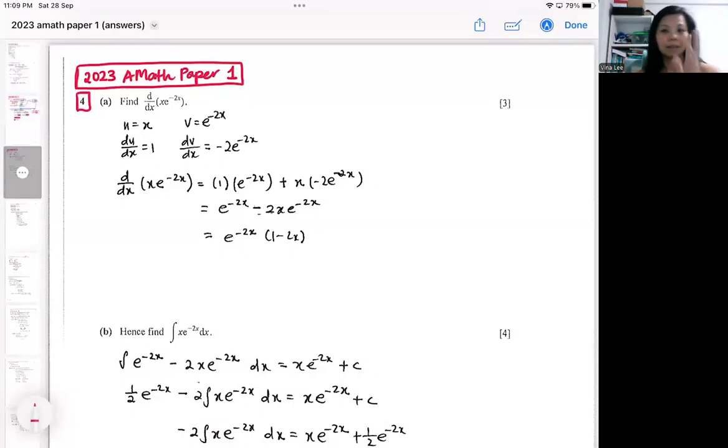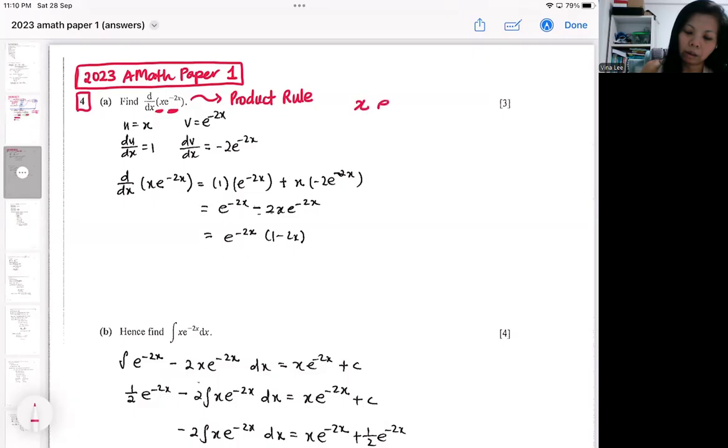Okay, this question is the typical differentiate, hence integrate kind of question. So if you focus on part A, which is just the differentiate, by now, I think most of you should be able to recognize that this is a product rule. So this is a product rule where this is the U, this is the V. Okay, so you shouldn't be missing this product rule out.